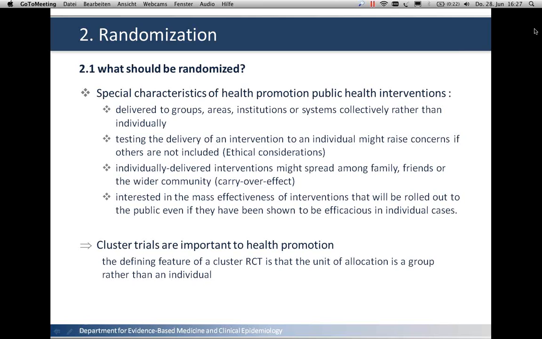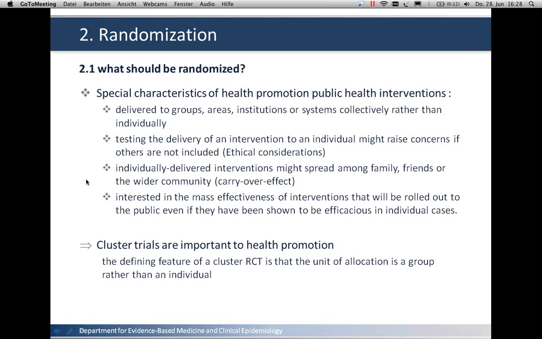Testing the delivery of an intervention to an individual might raise concern if others are not included. This means selecting several students out of the school or the class who are in the happy situation to be part of this intervention opens the question, why are the others excluded? And there are also potentially conflicting interactions between those taking part and those not taking part in the intervention. There are carryover effects.